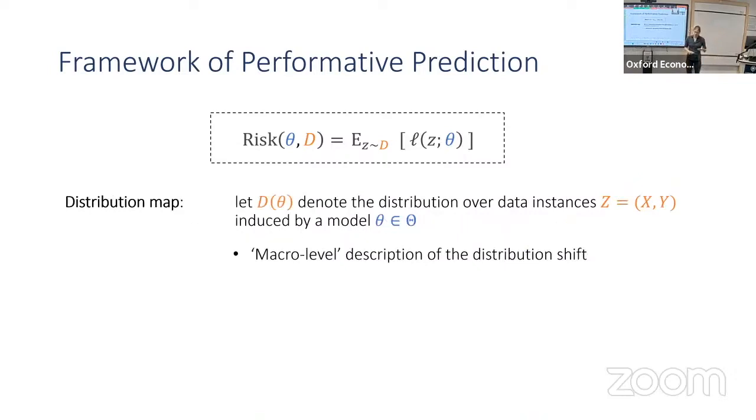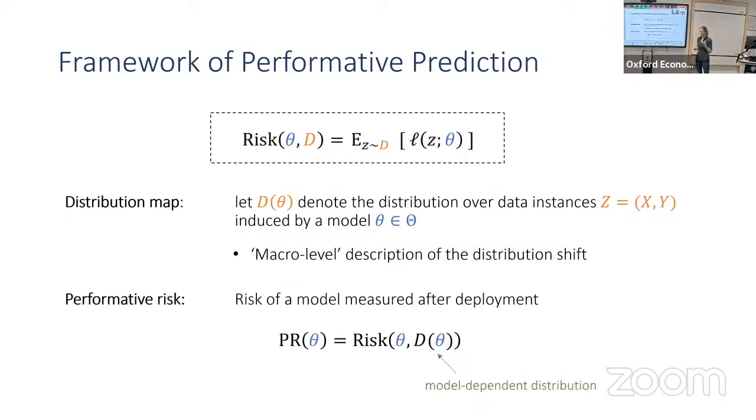So we introduce the concept of a distribution map, which is written D of theta, for the distribution induced by theta. You can think of this as a macro-level description of the distribution. Given this tool, we can now write down the performative risk, which is no longer the risk over a fixed distribution, but the risk after deployment. You keep the objective function the same, so you're still interested in the predictive loss. I'm not seeing this as a new objective. I'm seeing this as a way to describe what's going on in supervised learning if your distribution responds to your model. It's the same loss L. You can plug in any utility or loss function that you're interested in. But if I talk about the performative risk, I mean the risk after deployment.